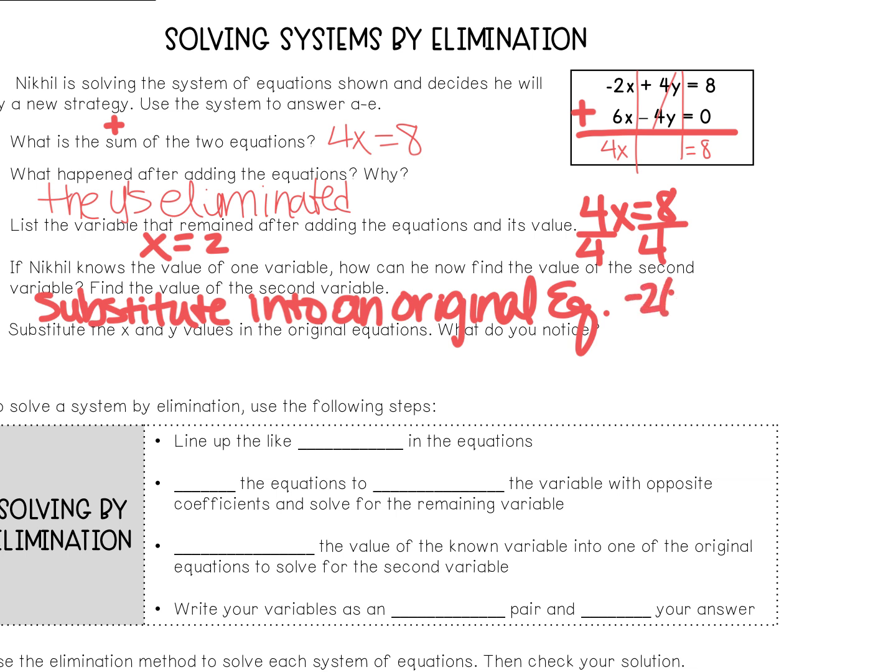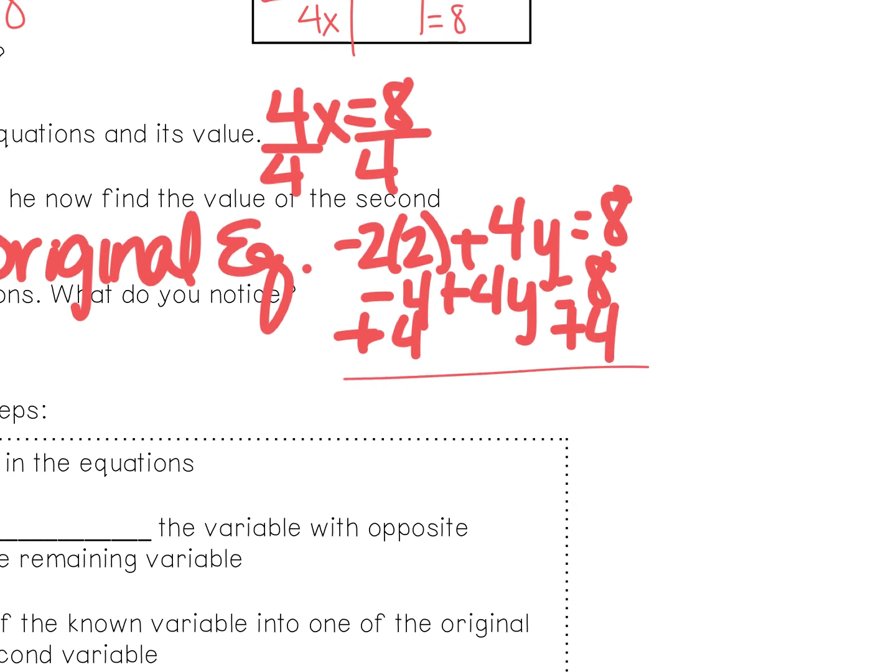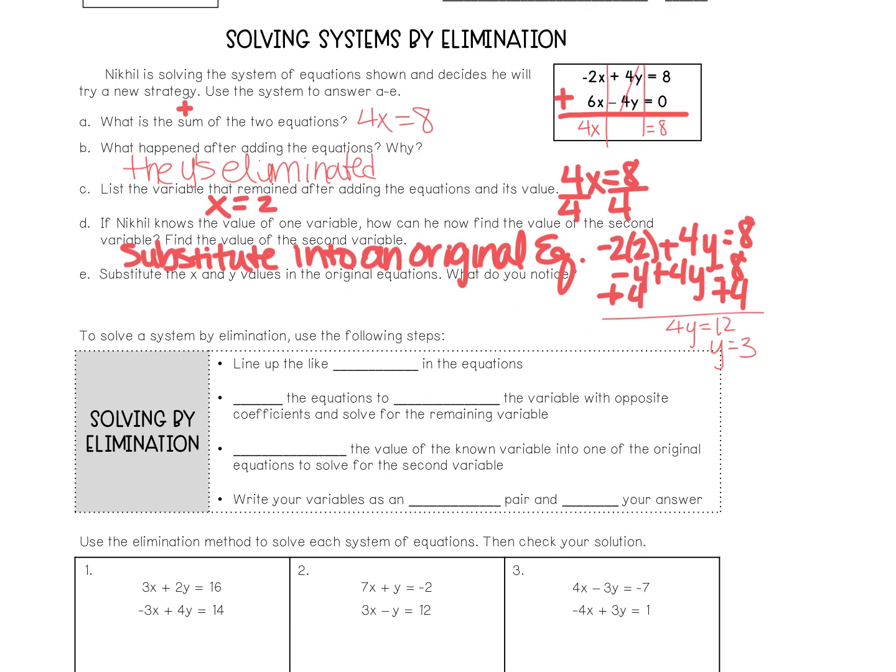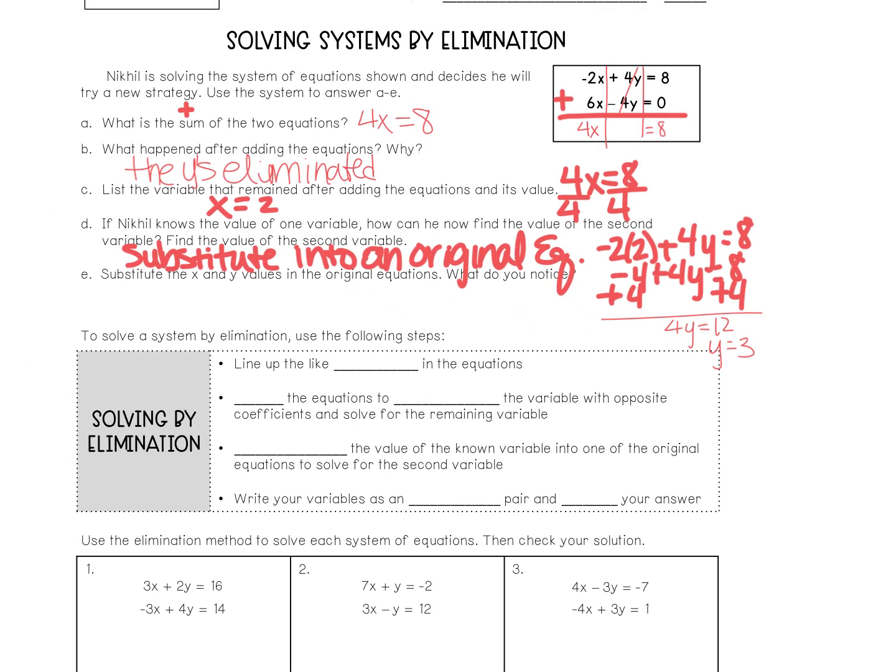So if I say -2, my x is 2, plus 4y equals 8. So I have -4 plus 4y equals 8. Careful with your signs there. We know we've got to add 4. Add 4. 4y equals 12. So y is 3. So now when we do that, we can find that our solution is 2 for x and 3 for y.